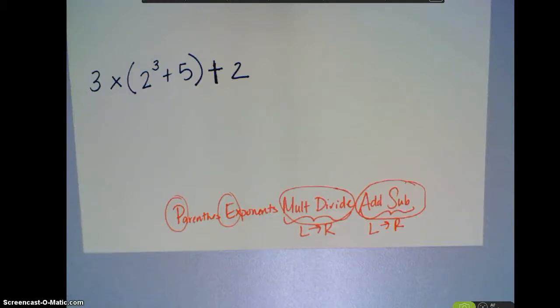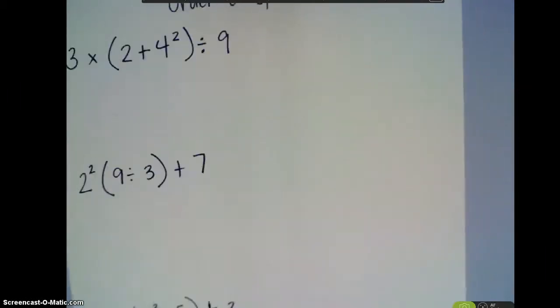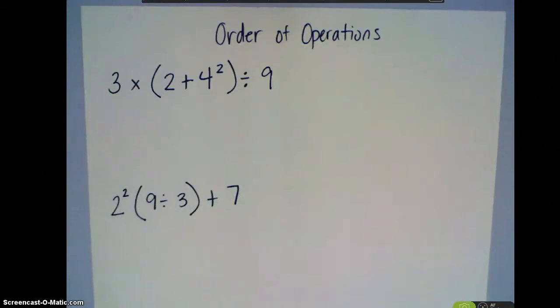So when we do a problem, the first thing you're going to look for is parentheses. If there's a parentheses, you'd solve that first. If there's not a parentheses, then you go to exponents, and you just keep going down the steps until you solve your problem and get one answer. So we're going to start up here.